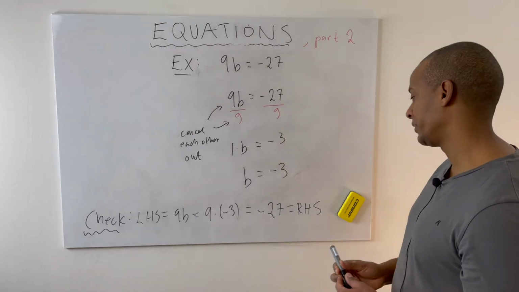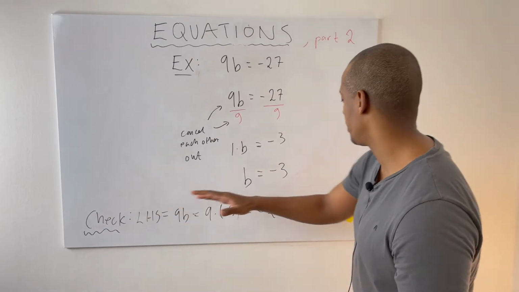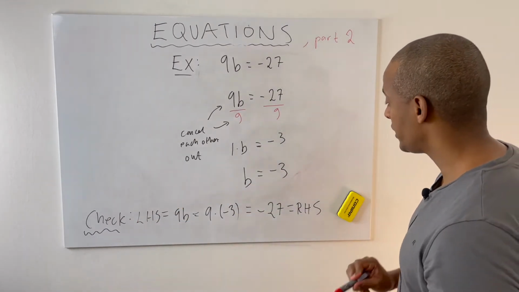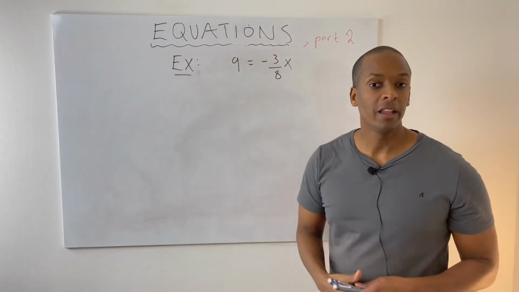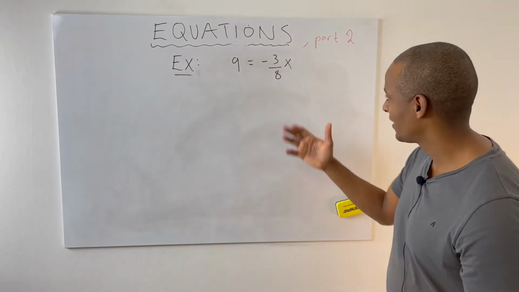So it's all good. The left-hand side is equal to the right-hand side. So this solution, b is equal to minus 3, is okay. Now, the next equation, we have this.